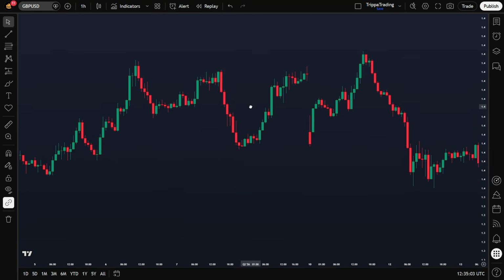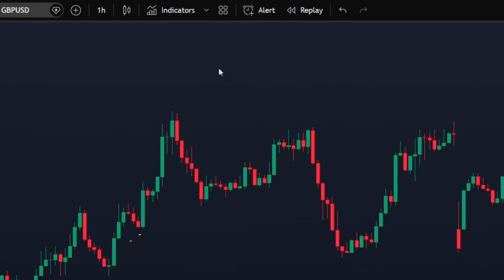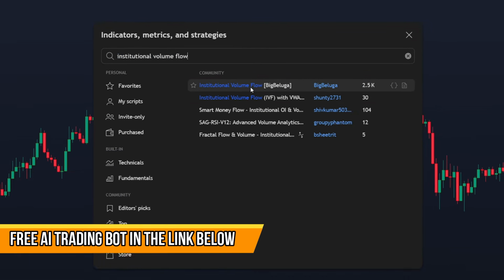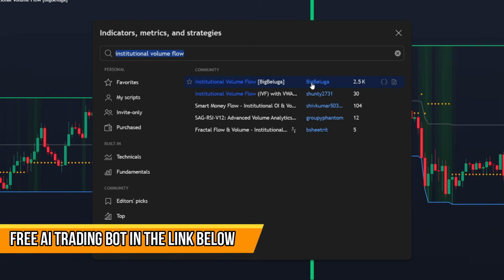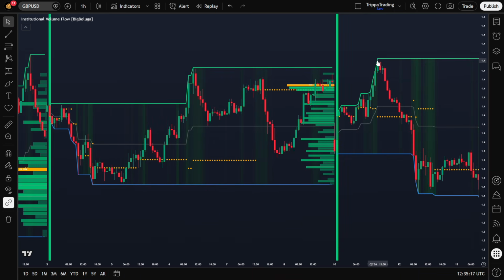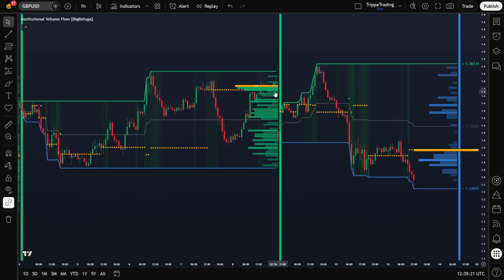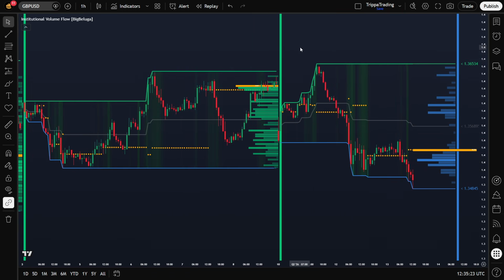So let's get straight to the point. Let me show you the indicator. So I'm on TradingView, go to Indicators and search for Institutional Volume Flow by Big Beluga. Add it to the chart because this indicator can help you find where the market is actually doing business. And that means key levels that can matter for entries, stop loss placement, and profit targets.